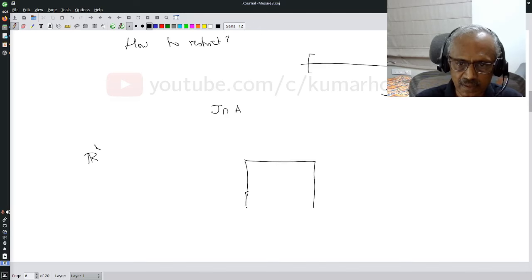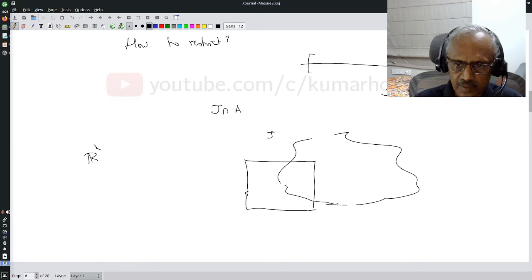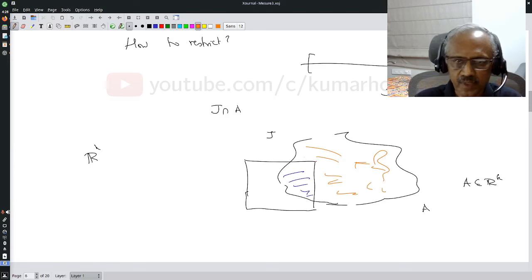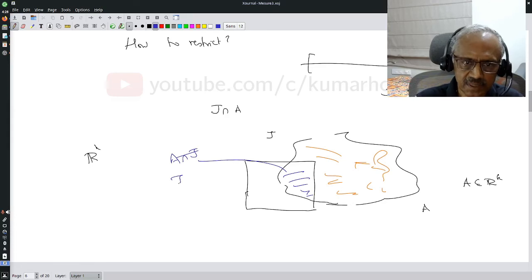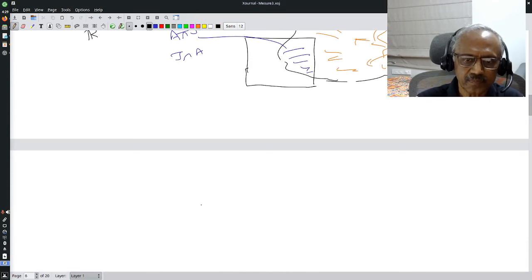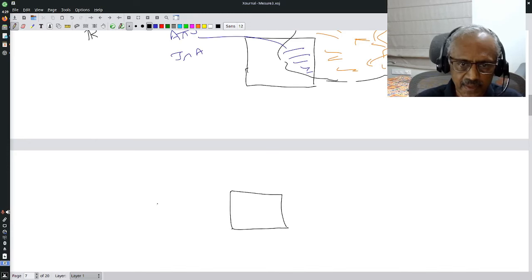Suppose I have an interval J, and this may be my set A, a subset of R^k. Then there are two things: this one, which is nothing other than A intersection J, and the other one, which is J remove A. Sorry, I forgot, the picture is wrong. Let us do that, I will do it again. The picture I have drawn is wrong. This is not what I want. So this is my J in R^k, and this is my set.